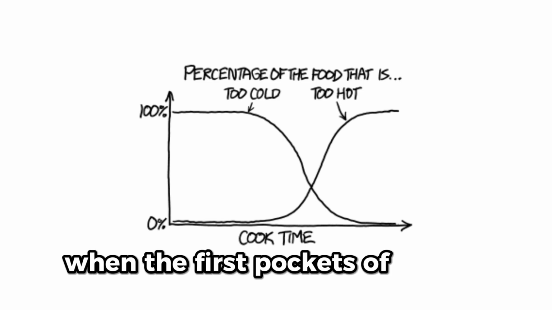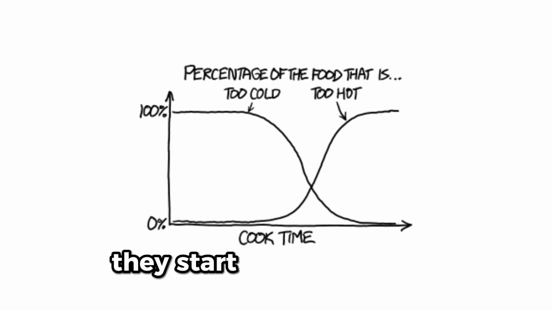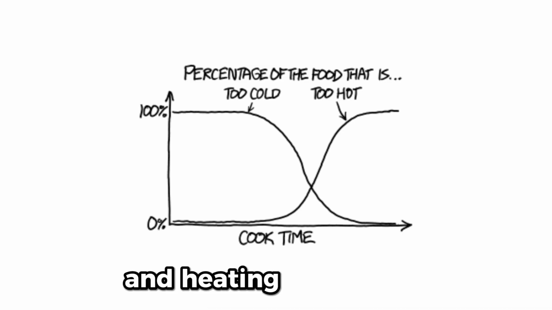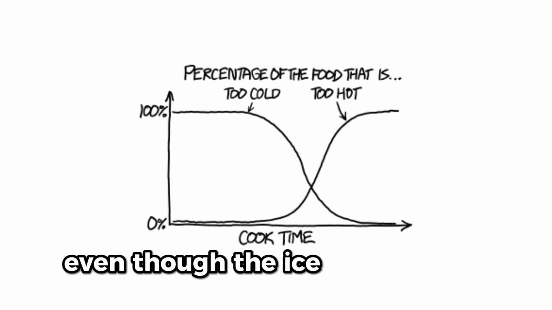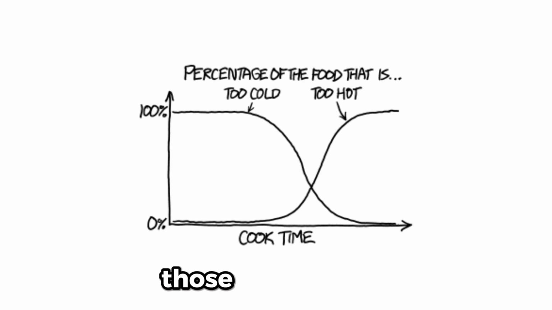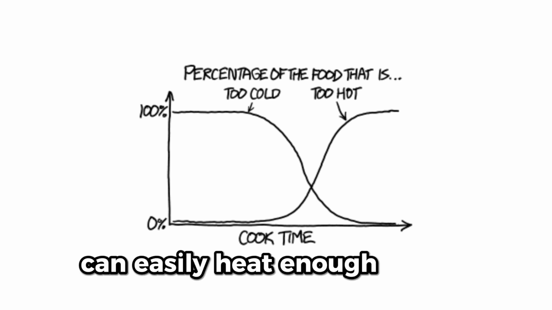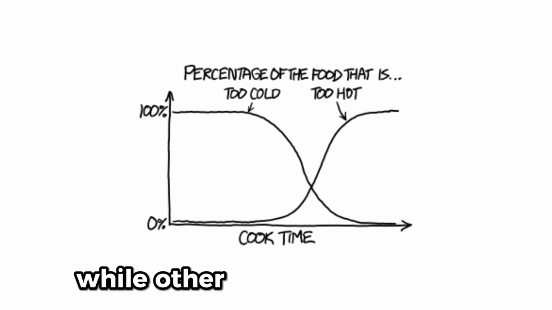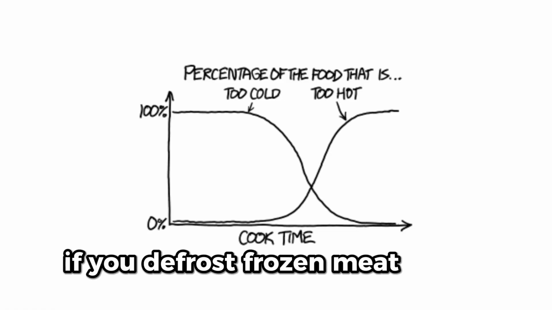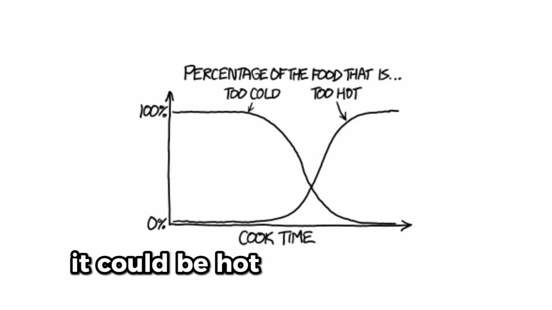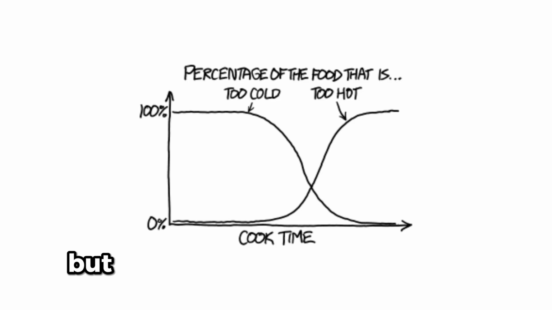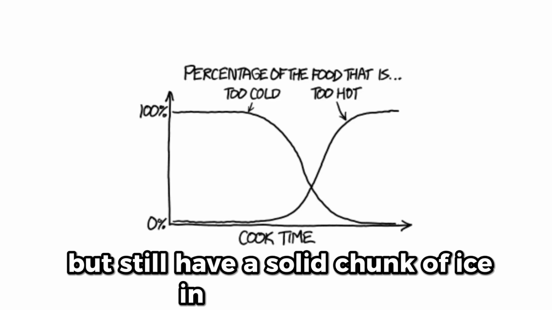When the first pockets of ice turn to water, they start absorbing more microwaves and heating very quickly, even though the ice around them hasn't even melted. Those melted parts can easily heat enough to start cooking the food while other parts are still frozen. This means that if you defrost frozen meat in your microwave, it could be hot to the touch over most of its surface, but still have a solid chunk of ice in it somewhere.